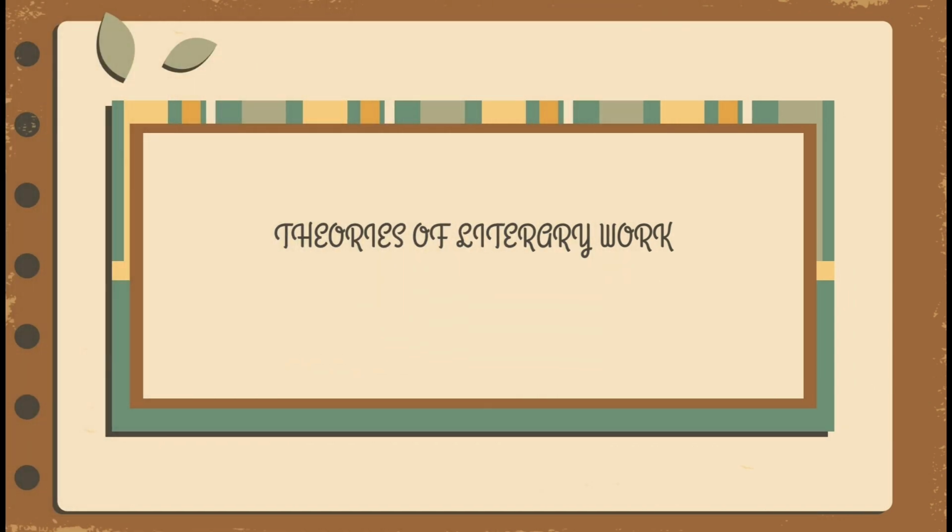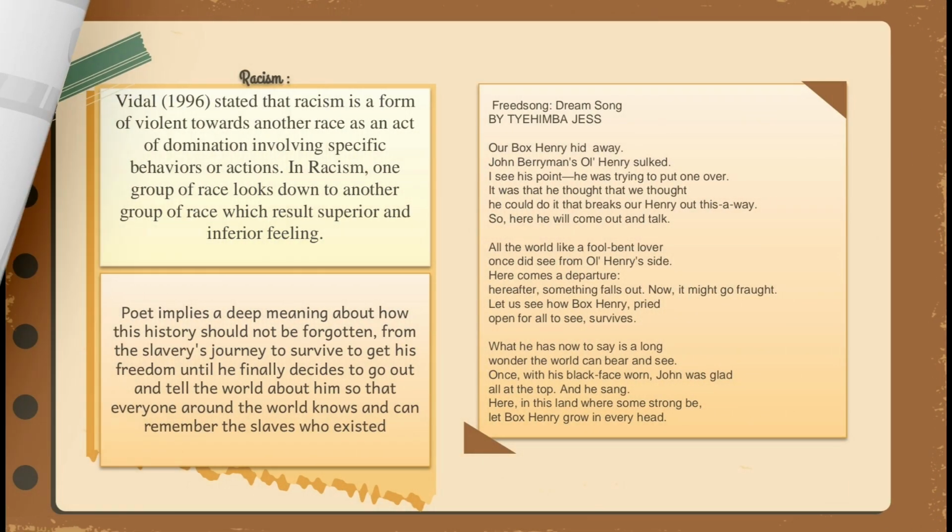I have several theories and examples. First is about racism. According to Vidal in 1996, racism is a form of violence toward another race as an act of domination involving specific behavior or action. In racism, one group of race looks down on another group of race, which reveals superior and inferior feelings.